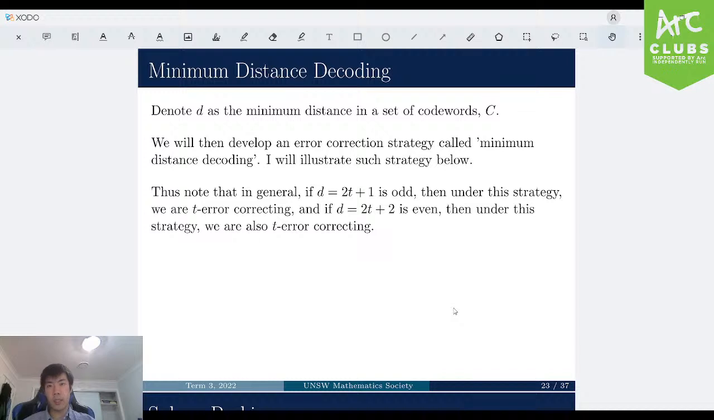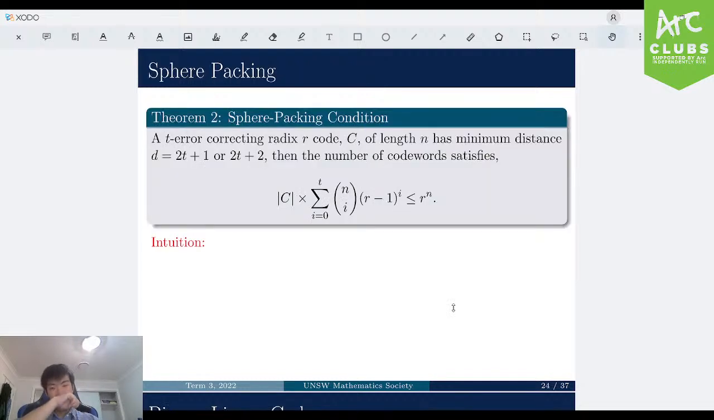And this just summarizes what I said here, right? If it's odd, we can always correct the t errors if we re-express t as 2t plus 1, and similarly for the even case. Okay.